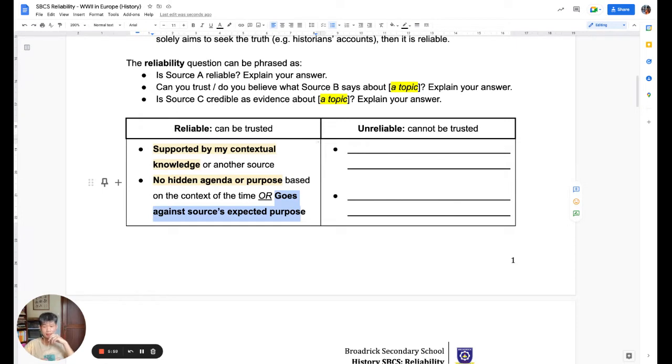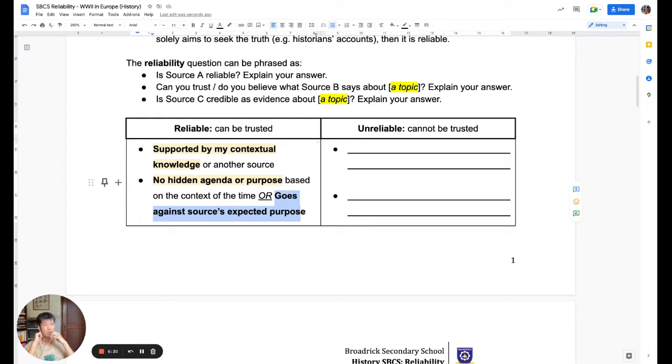Let's say it's in Nazi Germany, and a Nazi party member is criticizing Adolf Hitler, right? You would be very surprised, because you would expect that the Nazi party member would be cheering and praising Adolf Hitler, because the Nazi party member is part of the Nazi party and Hitler is the Nazi party leader.